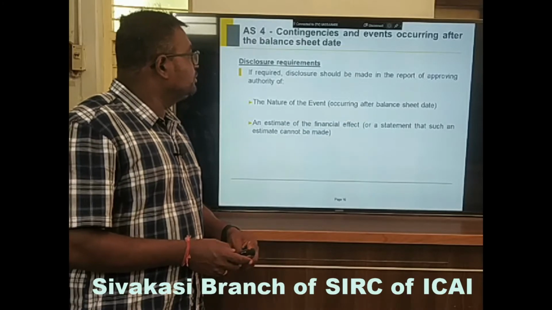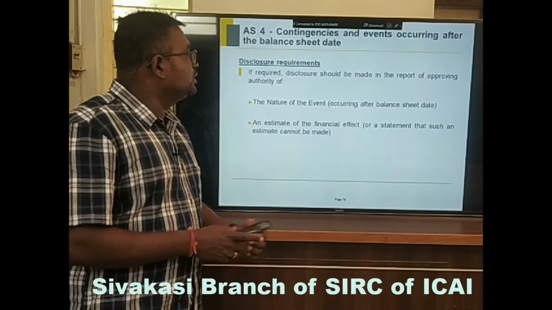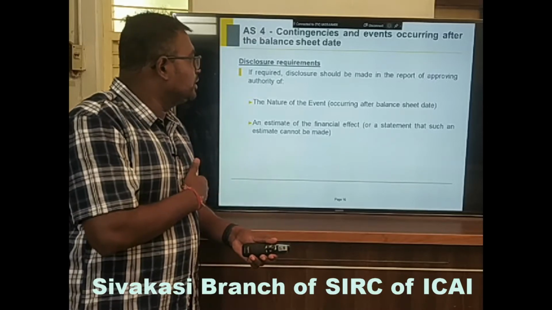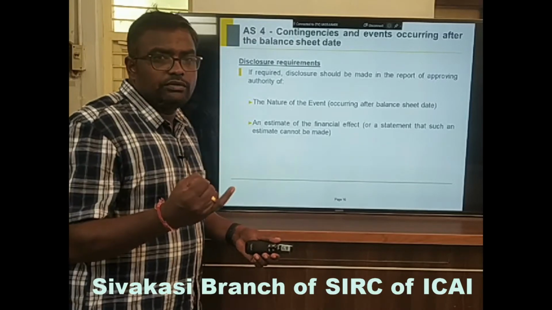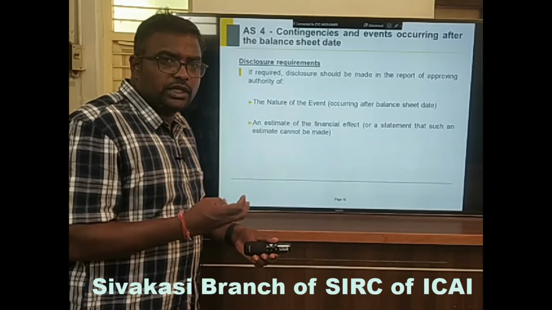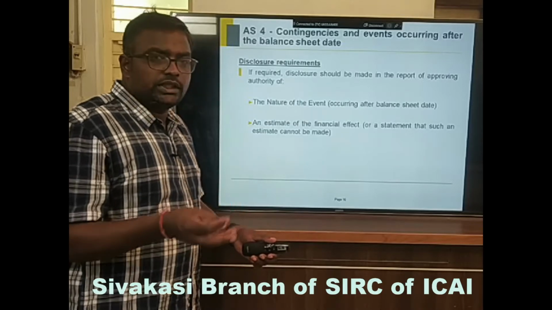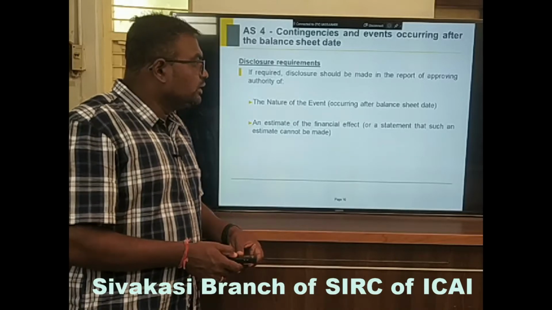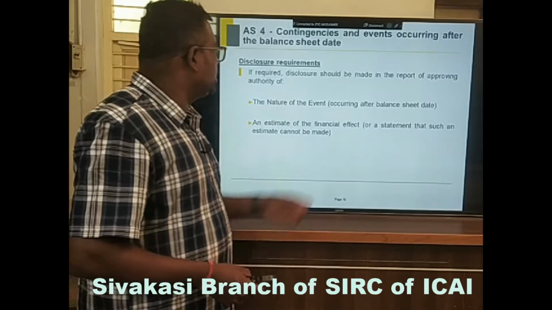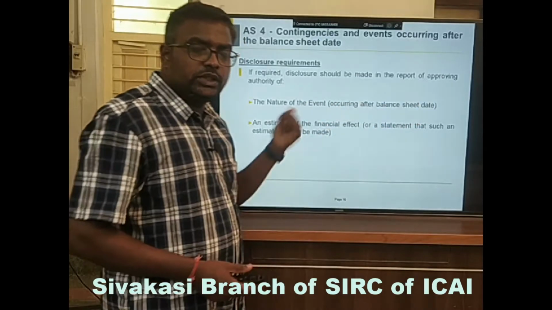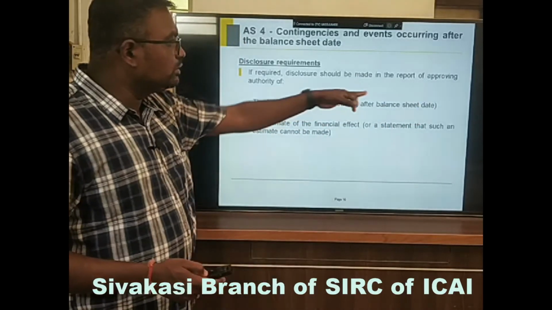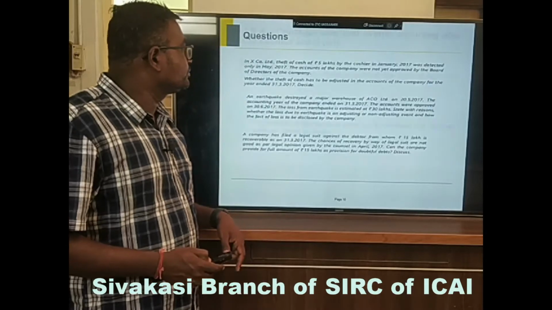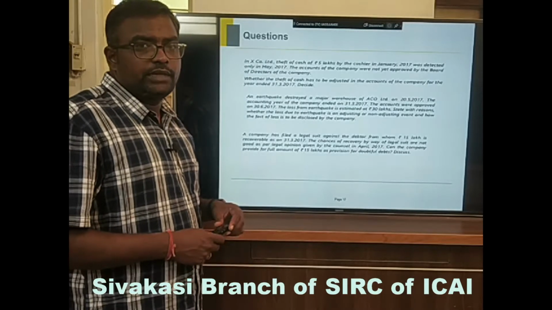So the disclosure requirement: the disclosures made, the reporting opportunity, the nature of the event which you have considered as significant, whether you consider it an adjusting event or non-adjusting event, and an estimate of the financial effect. This has to be made to the approving authority, apart from disclosing in the financial statements, which means the board report. So I have given you some examples.